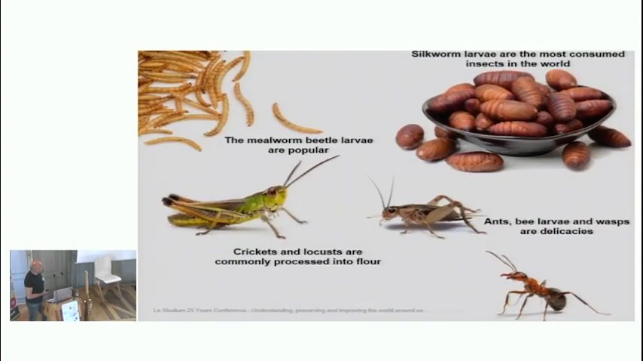And the species that is most consumed over the world is the silkworm larvae. The mealworm beetle larvae are also very popular, as well as crickets and locusts, and ants, bees, and wasps are considered delicacies.